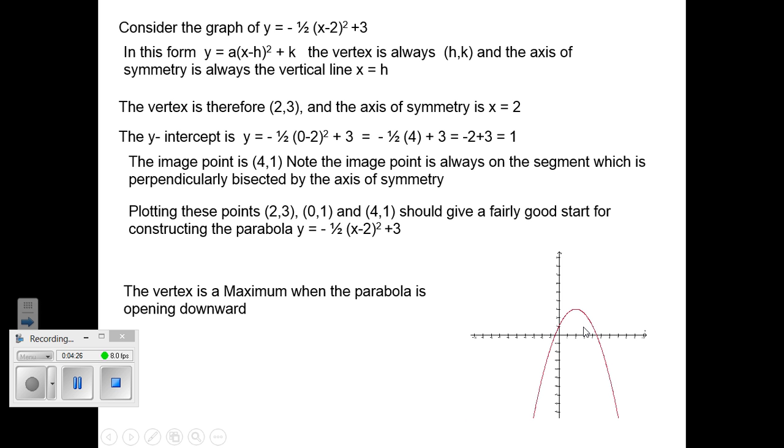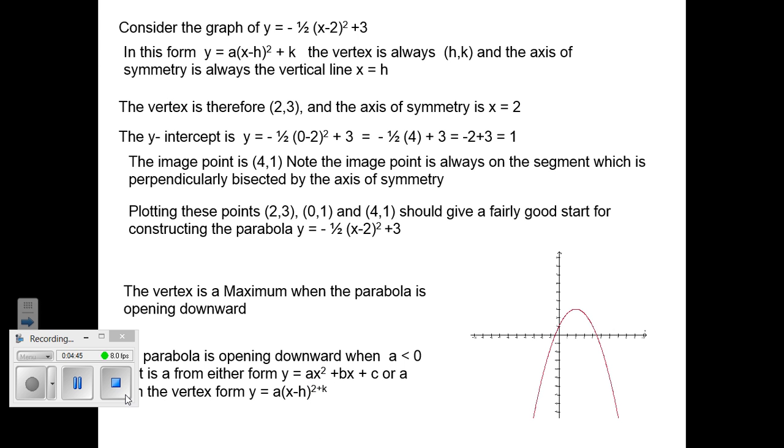There's your parabola. The parabola is said to have a maximum point because the vertex is the highest point on the function. Okay, so that's a maximum, which will always be the case when the parabola opens downward. Okay, all right, so we're going to stop this and pick up with a new video momentarily.